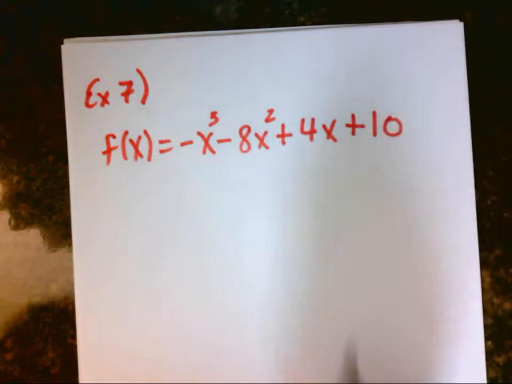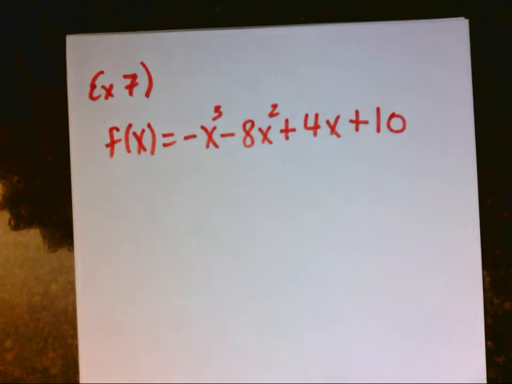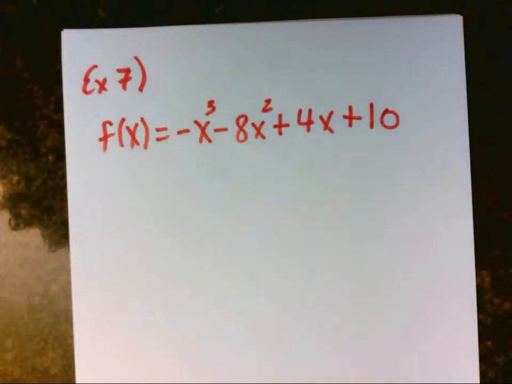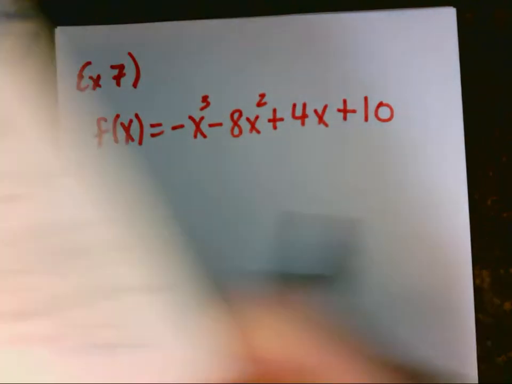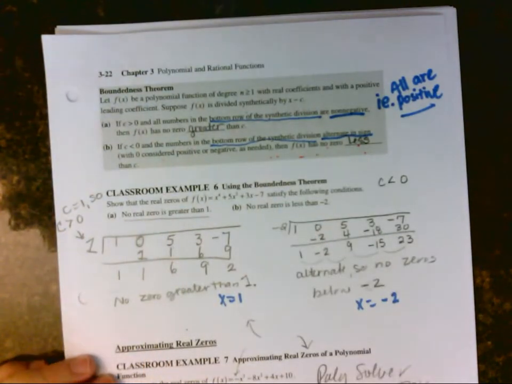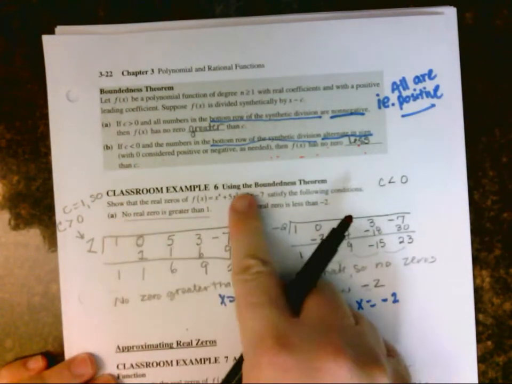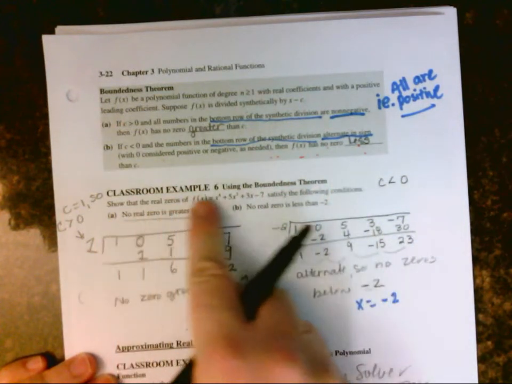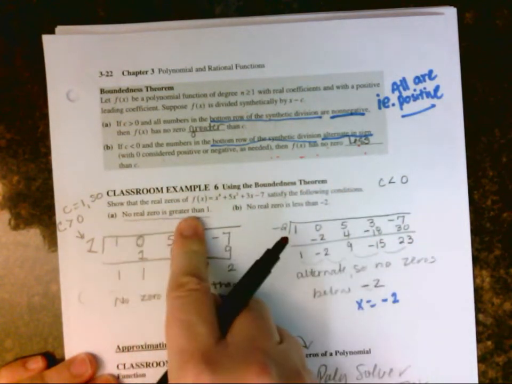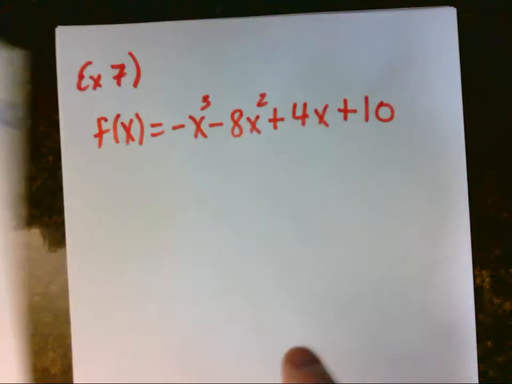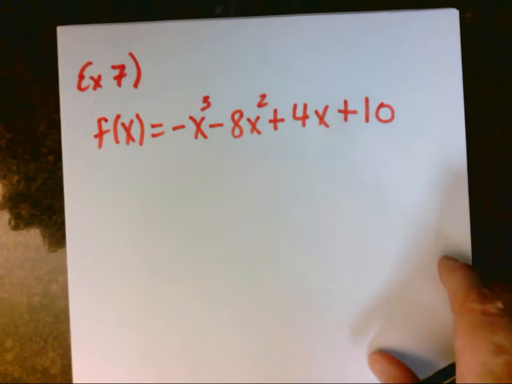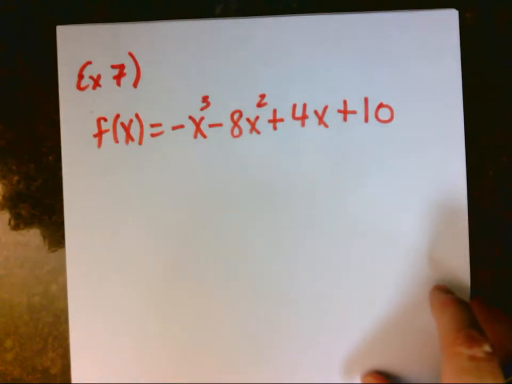Plus 10. I suppose if I'm going to give you one of these, I'm going to have to state it like this to prevent you from cheating. I'm going to have to say, use the boundless theorem. Show that in this polynomial, no zero is greater than this or no zero, whatever. Okay, I expect I'm going to have to test you this way because otherwise you're going to do what I did on this one. And here it says to approximate the real zeros of the polynomial function.